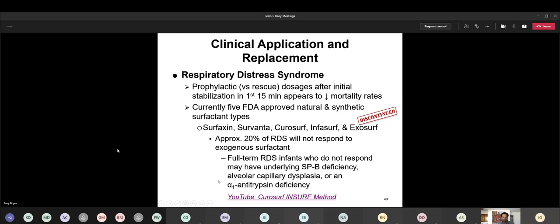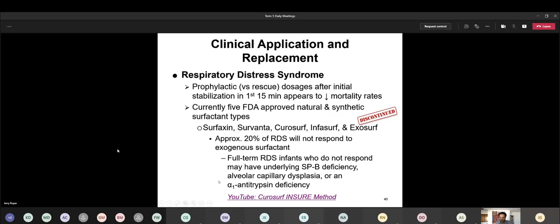You just have to wait and see. But this little one is not doing well. He's not oxygenating very well, and just overall, he's not doing that great. And we know it's because of the surfactant issue.